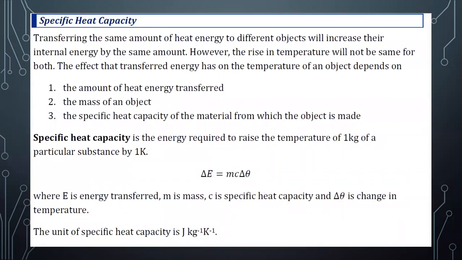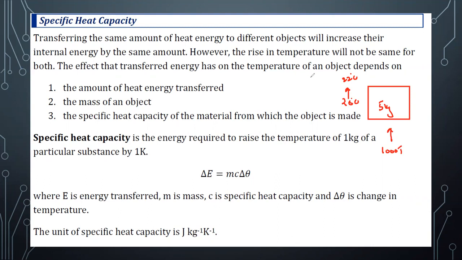Then specific heat capacity. Specific heat capacity refers to how much energy is needed to change the temperature of a 1 kilogram object by 1 degree centigrade or 1 Kelvin. So for example, say we have an object which is 5 kilogram, and we supplied 1000 joules of heat energy, and its temperature changes from 20 degrees to 22.